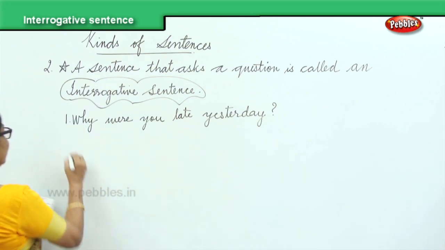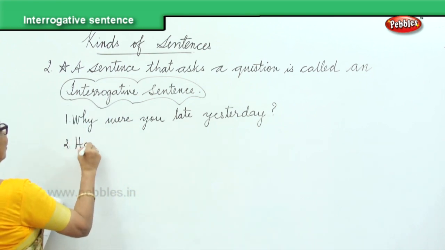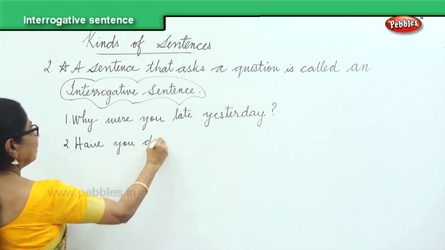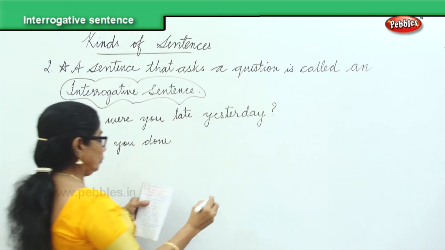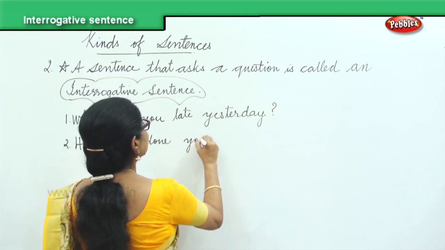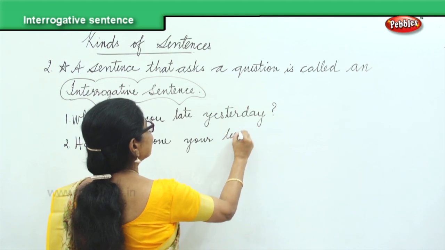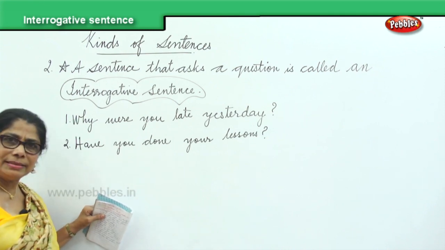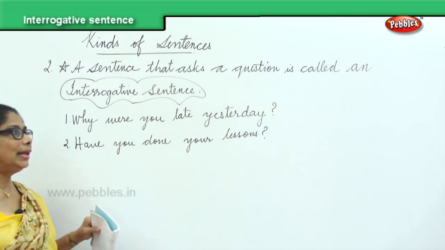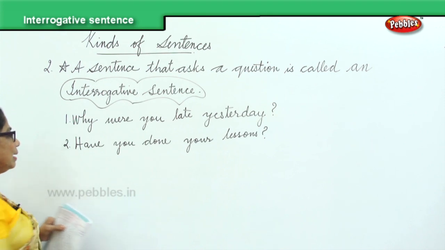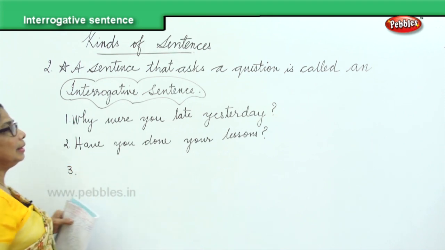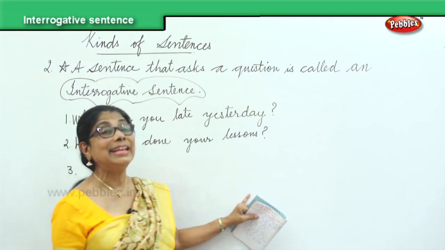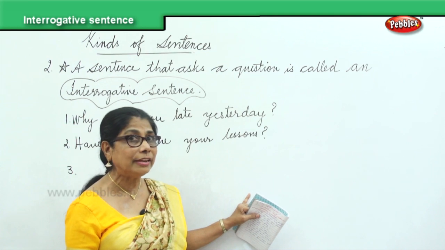Now, next one, have you done your lessons? Have you done your lessons? Question mark. Another one. All these are interrogative sentences. A sentence that asks a question is called an interrogative sentence.